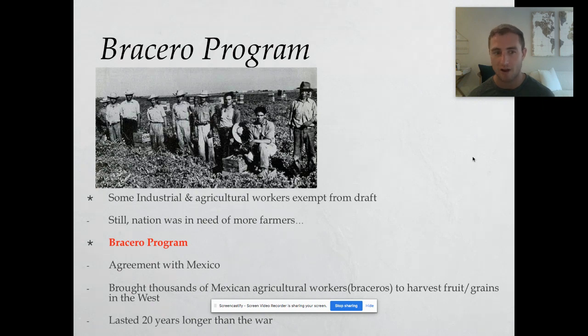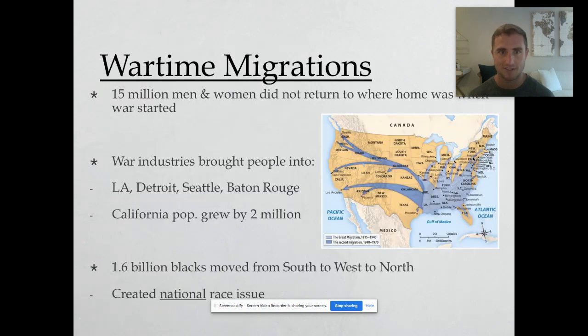The Bracero program was an agreement with the Mexican government that brings in lots of Mexican agricultural workers. And this is actually going to last 20 years longer than the war. And in fact, it's going to be protected by the Eisenhower administration.